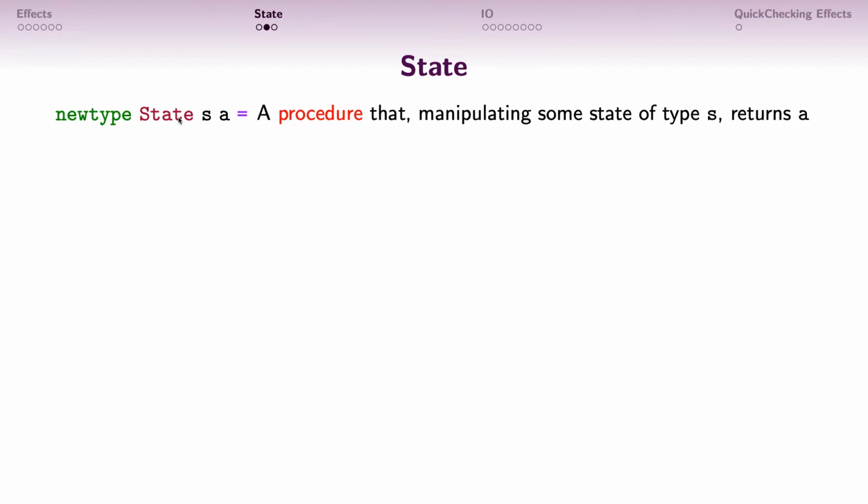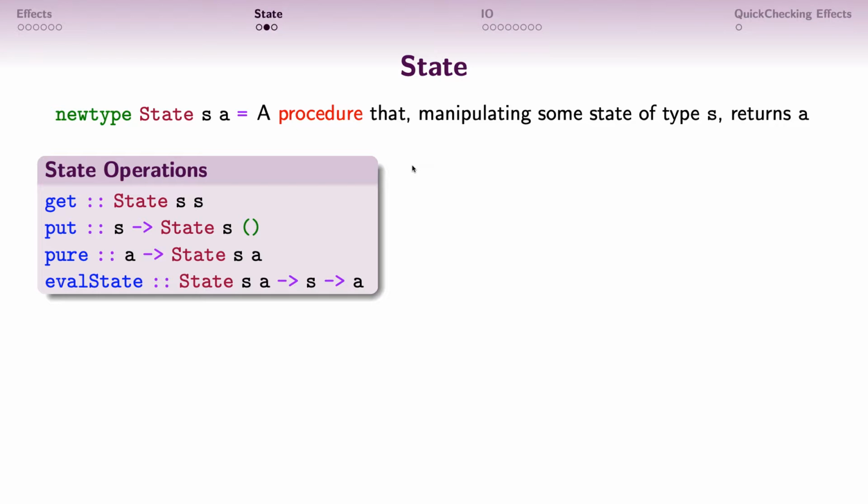So it's this thing called State S A, and you can think of a value of this type to be a procedure that, given some state of type S, will manipulate it, will return a new state of type S, as well as a return value A, right? So it's changing some state of type S and returning a value A. And we have these built-in operations for it. So we have get, which is a stateful computation, a stateful procedure, where the state is of type S, that just returns the current state, right? So it returns S as well.